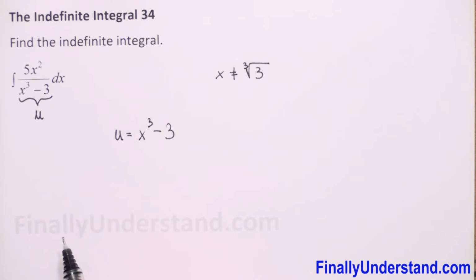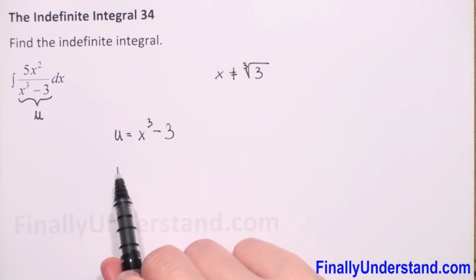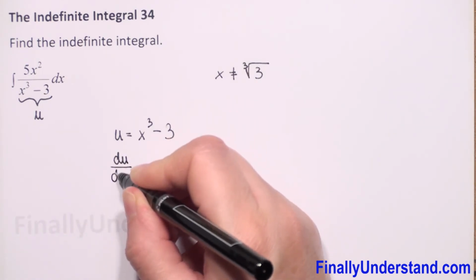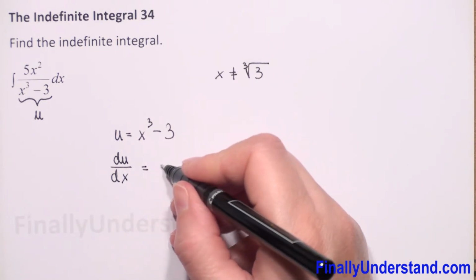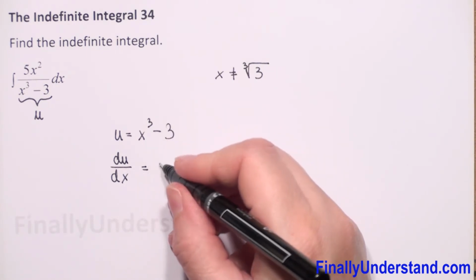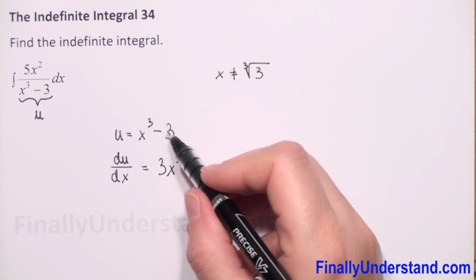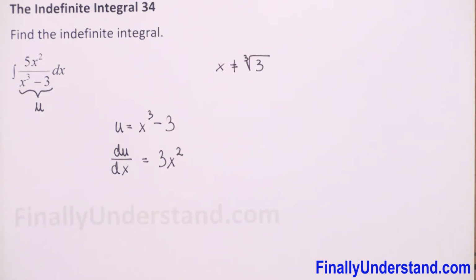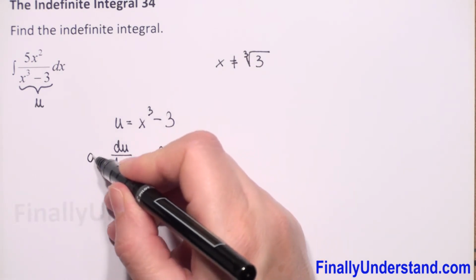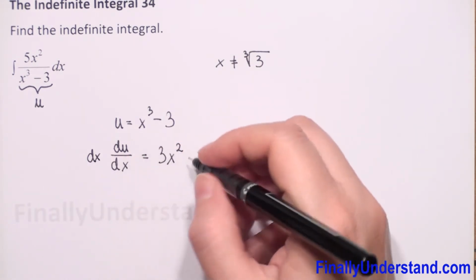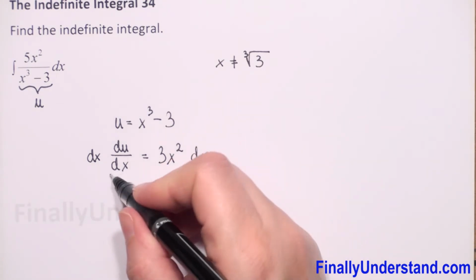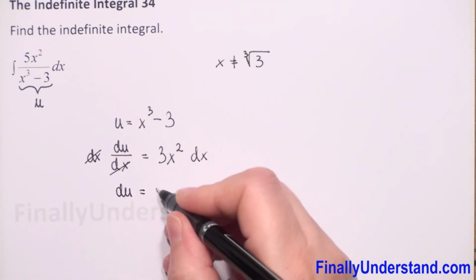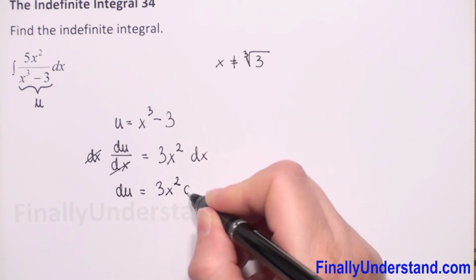Now we have to find the derivative of both sides of our equation with respect to x. So du over dx is equal: the derivative of x cubed is 3x squared, and the derivative of a constant is 0. Now we will multiply both sides by dx because we need to find du. So dx and dx we can reduce, and we have du is equal 3x squared dx.